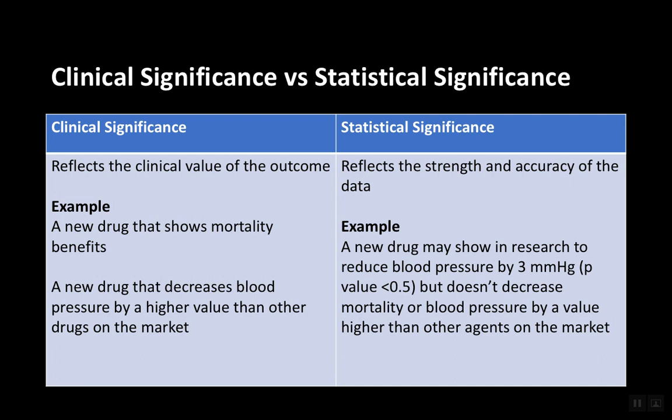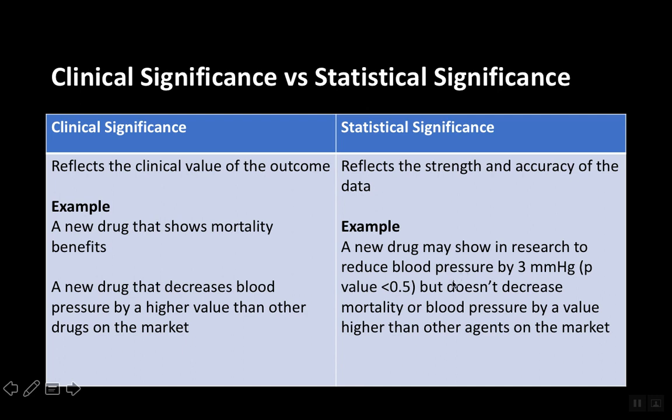Then we have statistical significance, and this reflects the strength and accuracy of the data. All right. So we are referring to the data in this case. How strong is it? So a new drug may show in research to reduce blood pressure by 3, but it doesn't decrease mortality. Oh, by the way, it reduces blood pressure by 3 with a p-value of less than 0.05. I should have put "not"; that's a mistake. Okay, so it's less than 0.05, not 0.5, guys.